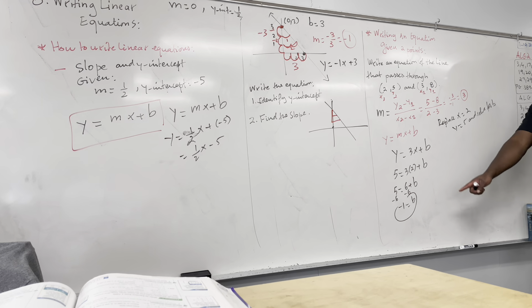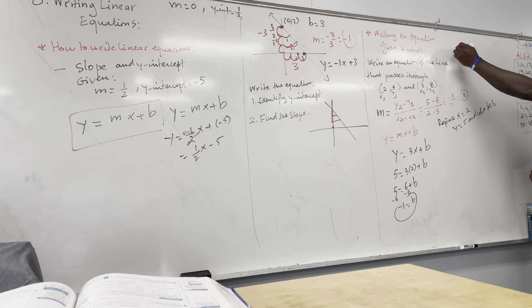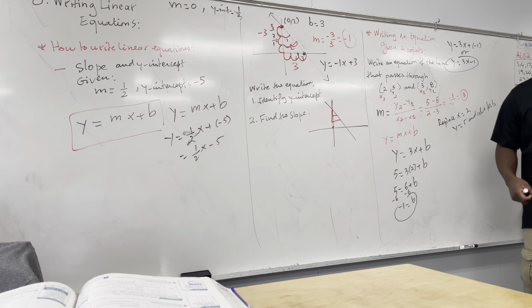So now I have my y-intercept and I have my slope. Can I write an equation? Yes. What would it be? y equals 3x plus -1, or simply y equals 3x minus 1. And this is how you write an equation when you are given 2 points, right?